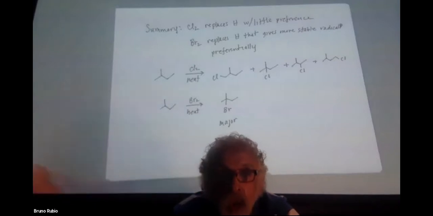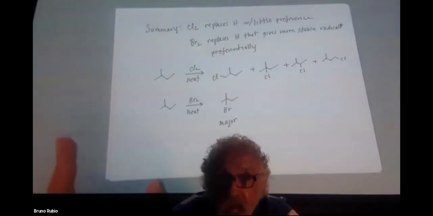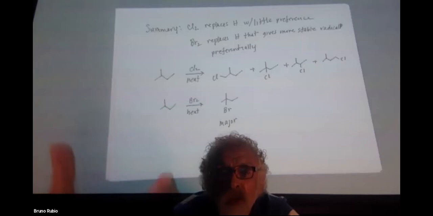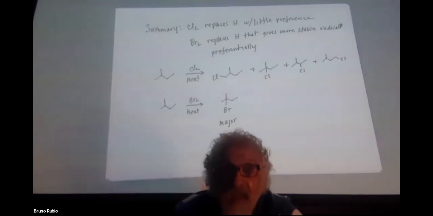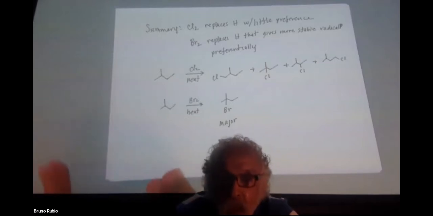Right, so chlorination is not useful unless there's only one possible product. Bromination is much more useful because bromination is going to replace a specific hydrogen, the hydrogen whose removal leads to the more stable radical.